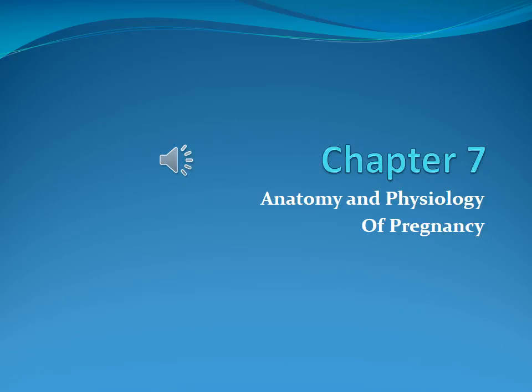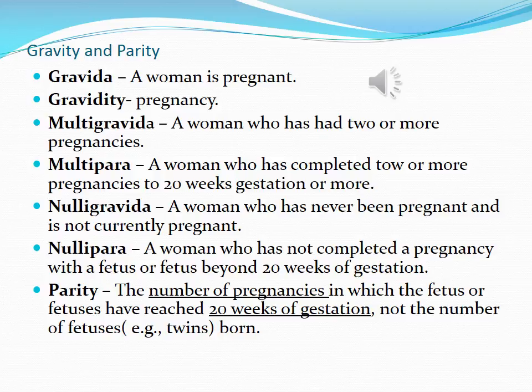Today we're going to be on Chapter 7. We're going to discuss anatomy and physiology of pregnancy. Now we're going to discuss terms used to describe pregnancy and the pregnant woman.